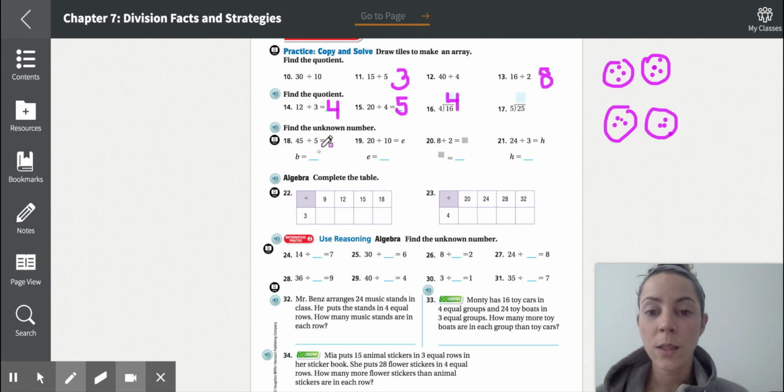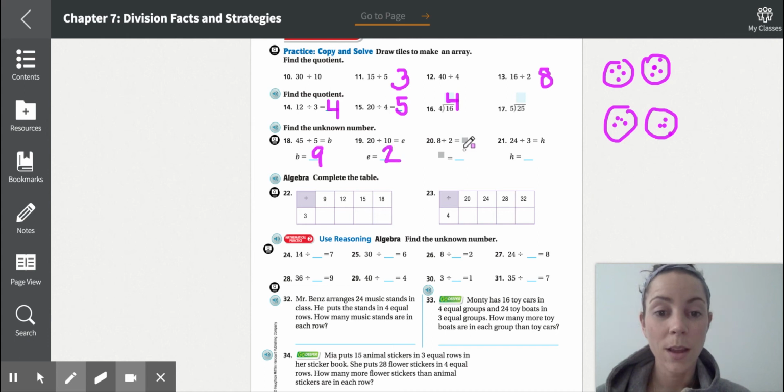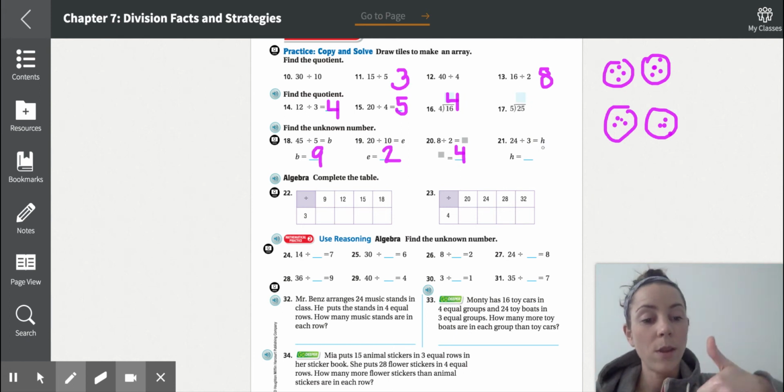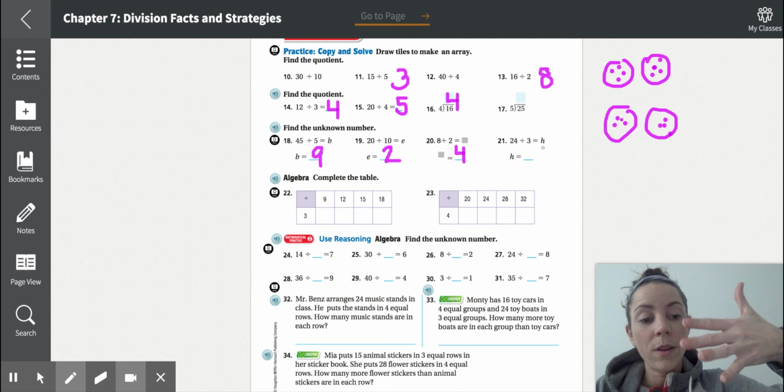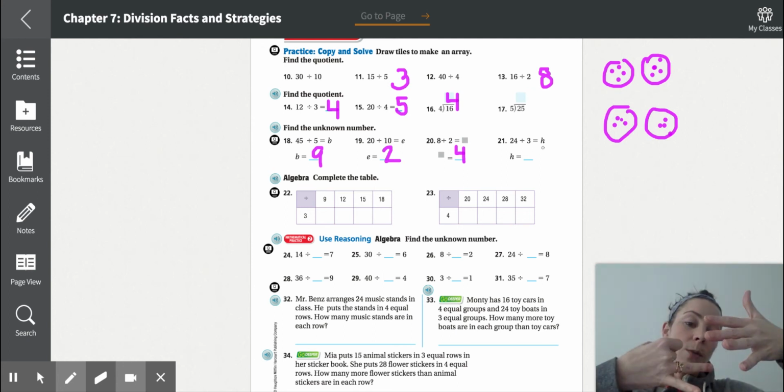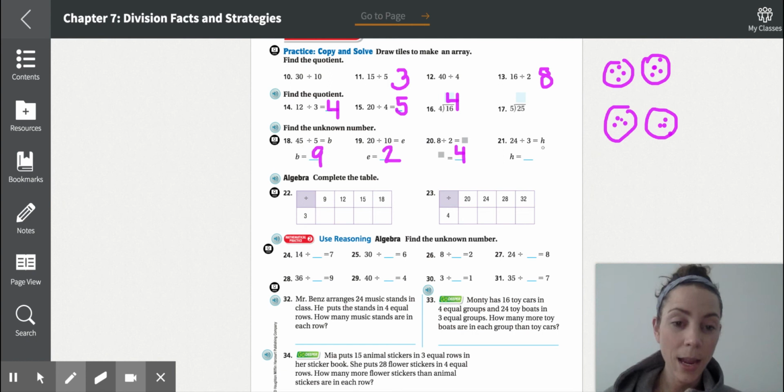Okay, across the middle, 45 divided by 5 equals B. What would be B? 9. 20 divided by 10, what would be E? Well, if I went backwards, what do you multiply by 10 to get 20? 10 times 2 is 20. 8 divided by 2, if you cut 8 in half, that would be 4. And 24 divided by 3, if I were to do skip counting by 3: 3, 6, 9, 12, 15, 18, 21, 24, that'd be 8.